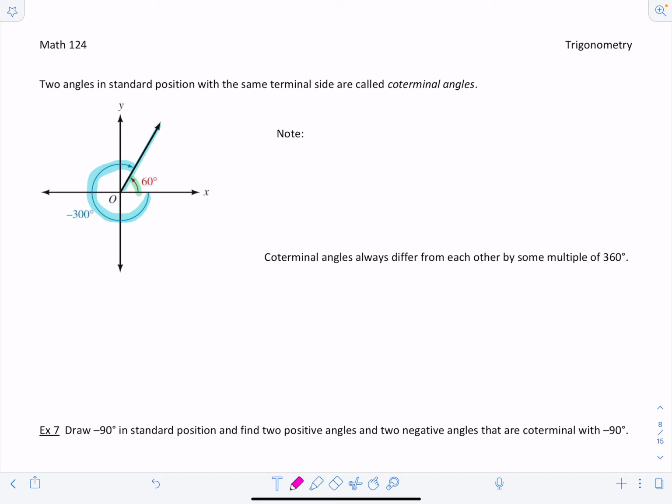Notice the difference between these two angles. So if I were to subtract them, if I were to take 60 degrees minus negative 300 degrees, that's 60 plus 300, which is 360 degrees. So something to keep in mind about coterminal angles, they always differ by 360 degrees. Or its multiple. So 720, negative 360, and so on and so forth. Because basically you're just taking laps around, you're taking extra revolutions in order for the terminal side to be the same. So you can add or subtract 360 as many times as you want, and those angles will all be coterminal.